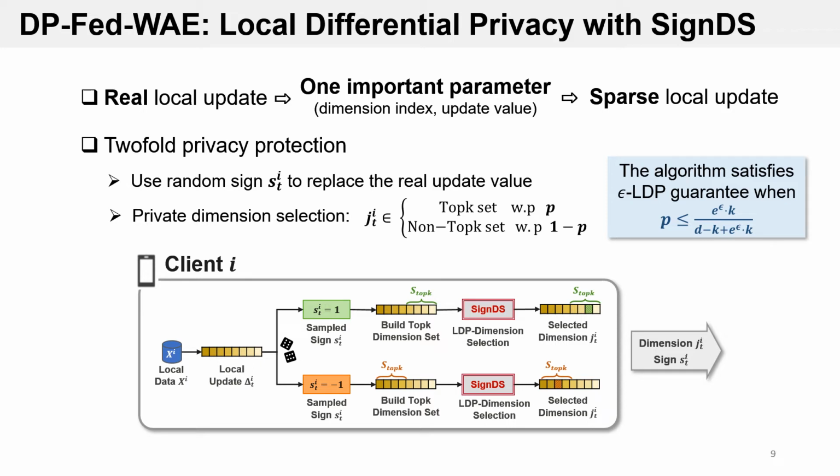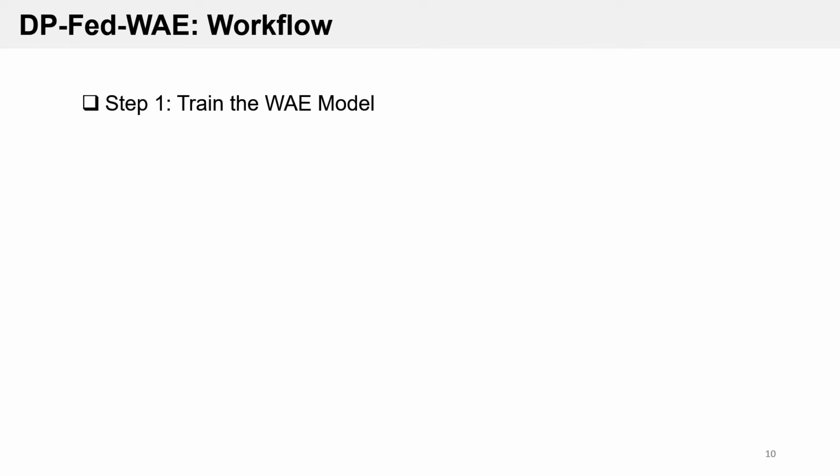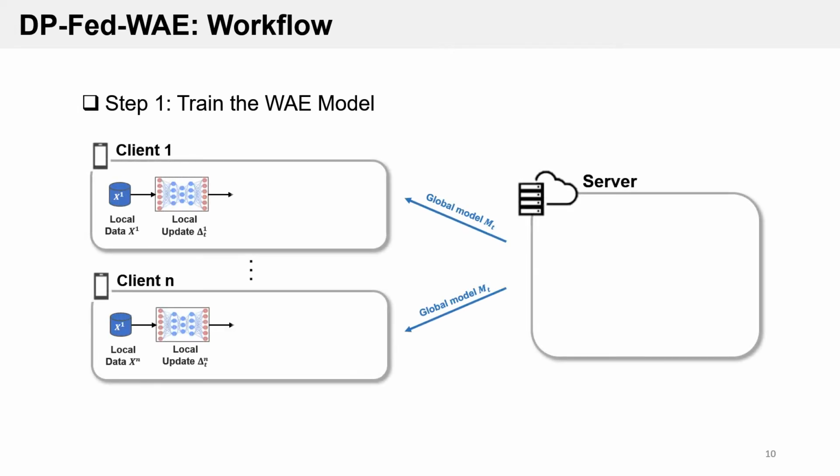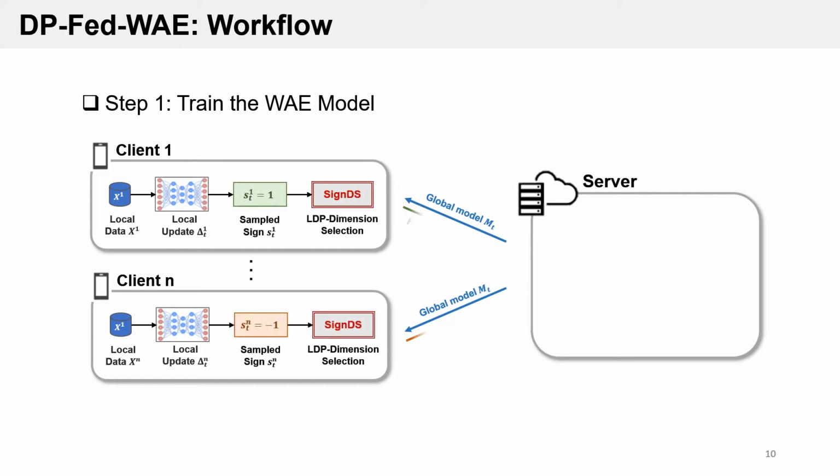We refer the audience to check section 3.2 for more details. By summarizing the above design considerations, we present the overall workflow of our framework. First, the WAE model is trained between the server and clients under federated learning to learn the statistical distributions of real local data. Additionally, the SignDS algorithm is applied to prevent privacy leakage from the real local updates.